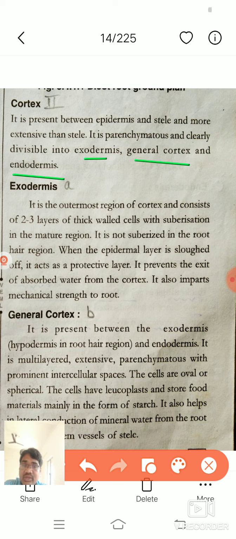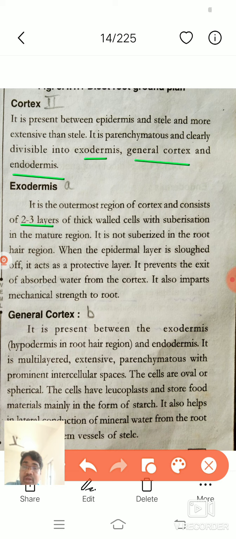So what is the exodermis? It is the outermost region of the cortex and consists of 2 to 3 layers of thick-walled cells with suberization in the mature region. It is not suberized in the root hair region. When the epidermal layer is sloughed off, it acts as a protective layer. It protects the absorbed water from exiting the cortex. It also gives mechanical strength to the root.